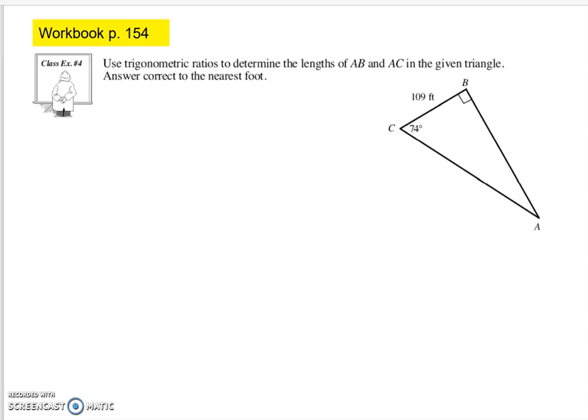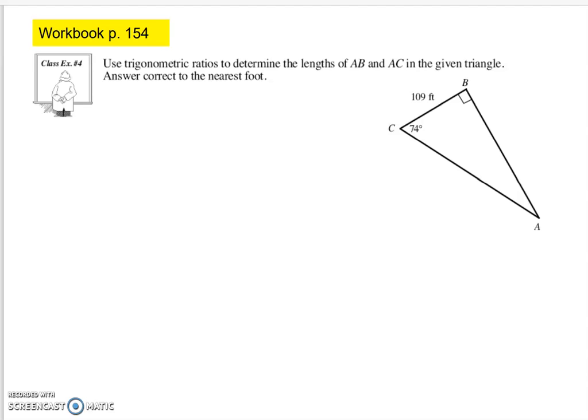Example number 4 is asking us to find missing sides. So in trig, we use SOHCAHTOA to do two things. One is to find a missing side, and the second thing we can use it for is to find a missing angle. So let's go over how to set up the triangle, how to determine which of the three basic trig ratios of SOHCAHTOA we're using, and then how to actually solve it.